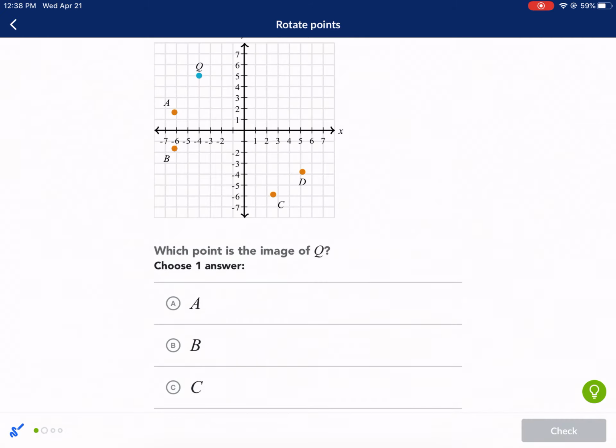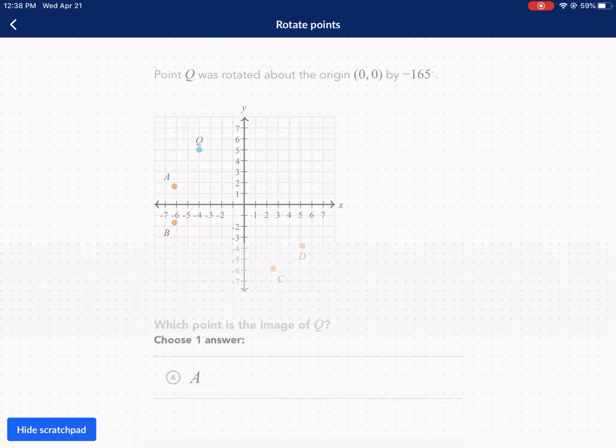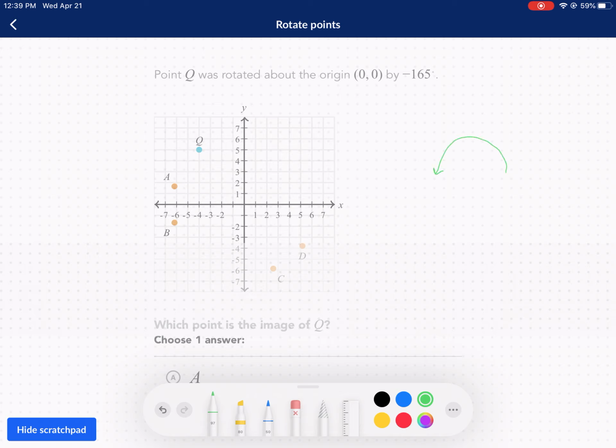Next question. Now we're on the coordinate plane. We're rotating about the origin, 0, 0, by negative 165 degrees. Okay, now I talked about positive and negative rotations. One thing I want to talk about too is if we rotate 180 degrees. So if I rotate positive 180 or negative 180, I get to the same spot. It's like a half turn, okay?